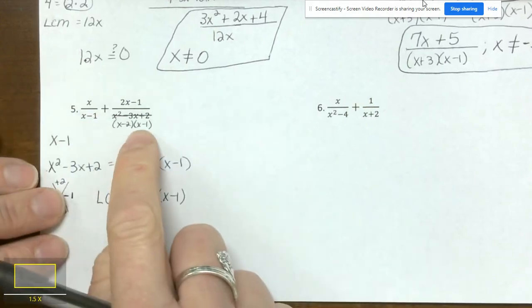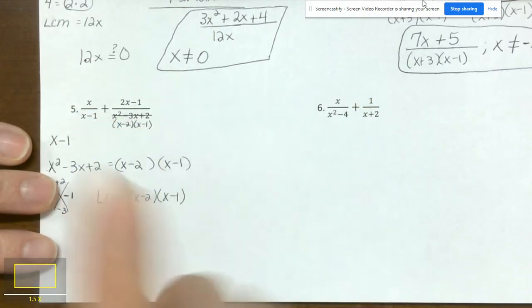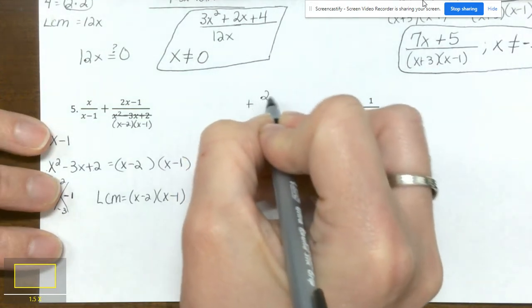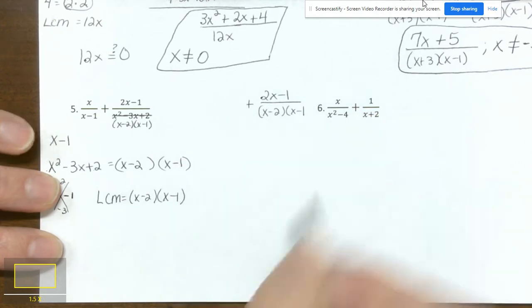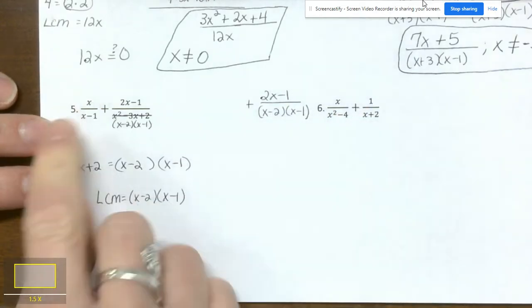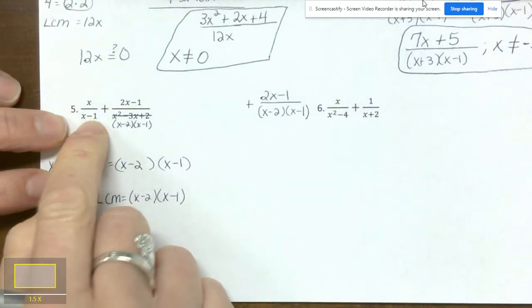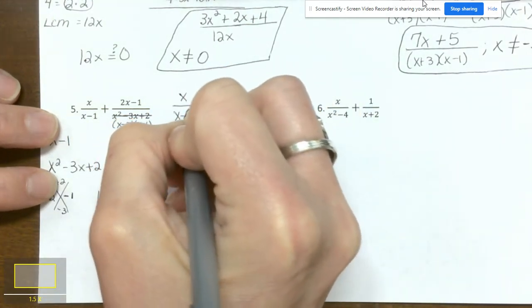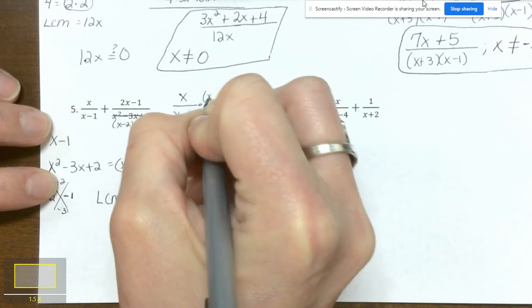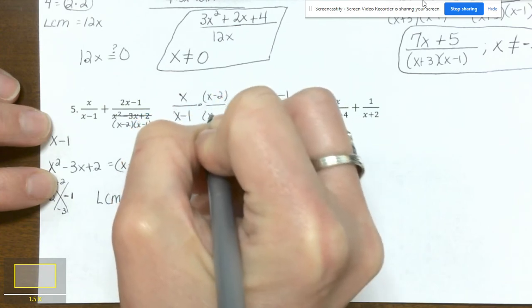All right, now, that means that this one already has the least common multiple. It already has that common denominator. So I don't have to do anything to that one. So I'm just going to come out here and write it. X minus 2, x minus 1. But this first one, I've got to also include in the denominator the x minus 2. So we're going to do x over x minus 1, and we've got to multiply that by x minus 2 over x minus 2.